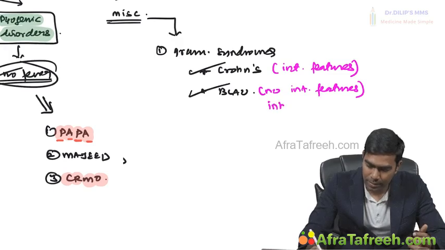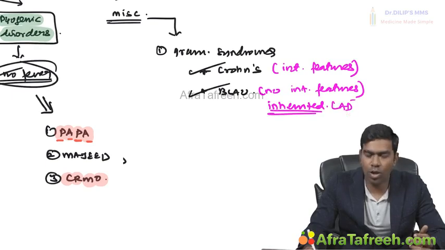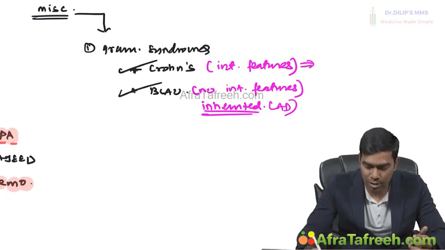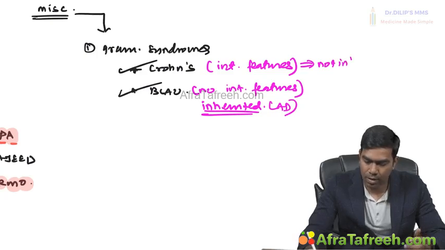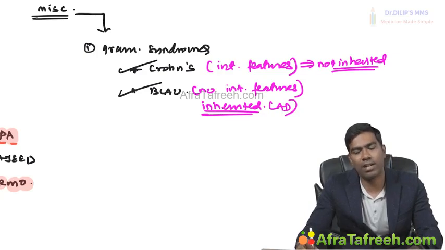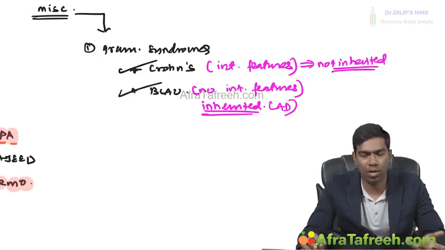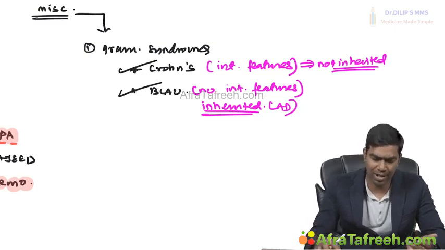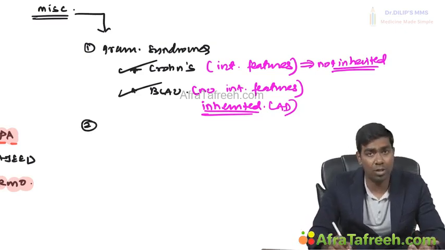At the same time, Blau is inherited, right? Blau is inherited, typically autosomal dominant, whereas Crohn's is not inherited. Crohn's is not an inherited disease. Very, very important point. Crohn's is never an inherited disease. Most times you don't see the family history in Crohn's at all. Simple, isn't it? So it's not inherited. Even though the genetic elements are there, it's not inherited.